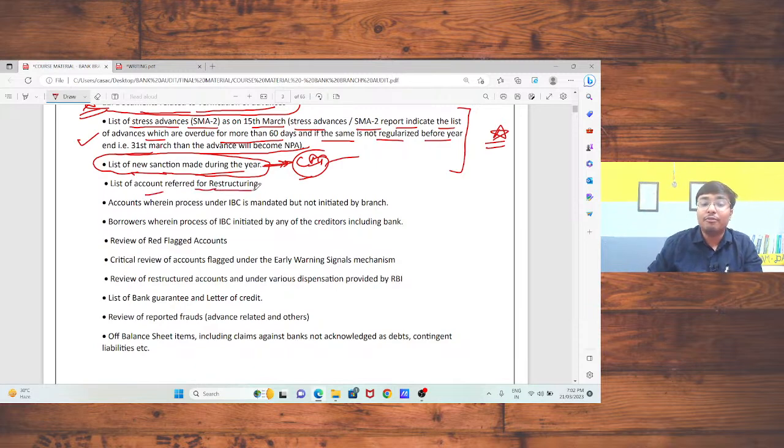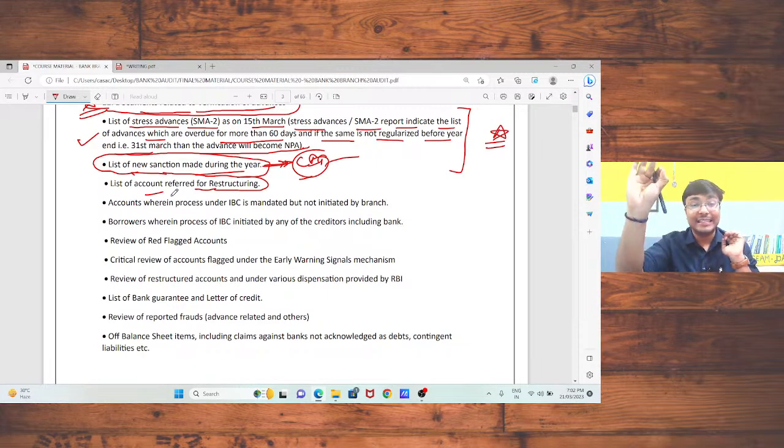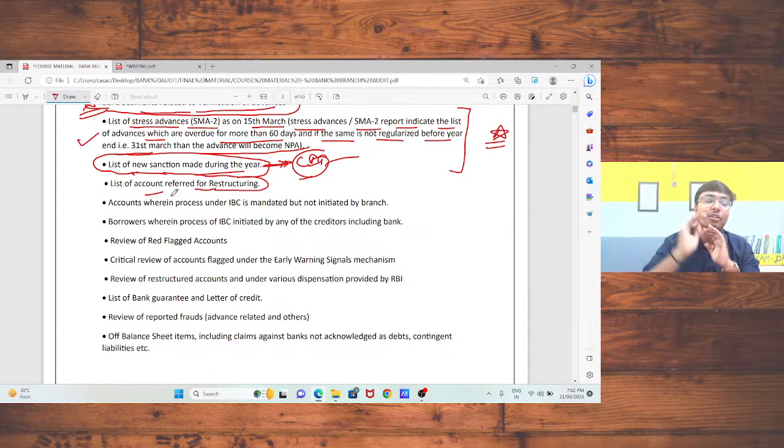List of accounts referred for restructuring. Okay, so this list is also automatically generated from CBS. We just need to give the command to that particular CBS, or we just need to tell the branch manager, please provide the list of that restructuring.